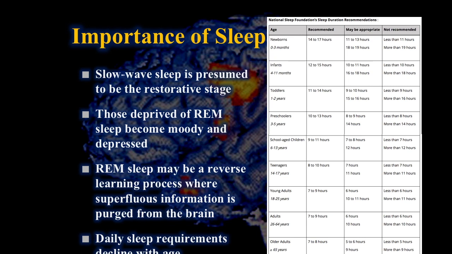You guys, most of you probably fit into this young adult category, 18 to 25. 7 to 9 hours is recommended. May be appropriate: you may be able to survive with anywhere between 6 and 11. Not recommended: less than 6 hours, or more than 11, which I don't think any of y'all fall into that category. More of y'all probably fall into the less than 6, right? But you see that younger children are supposed to sleep more. As you get older, you sleep less, okay?